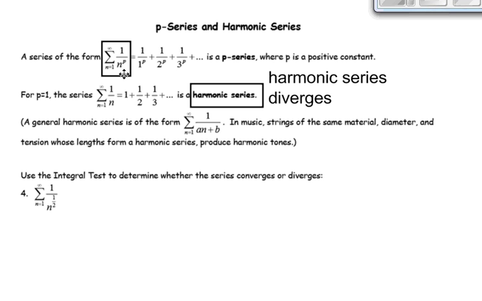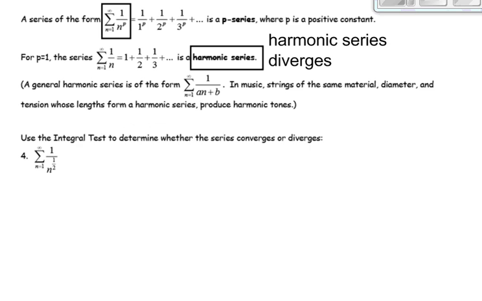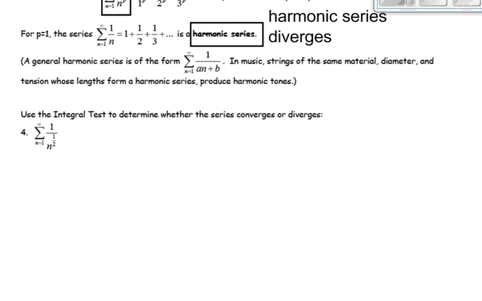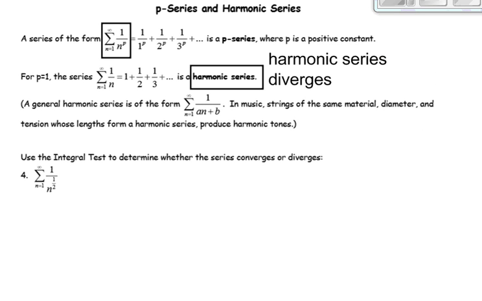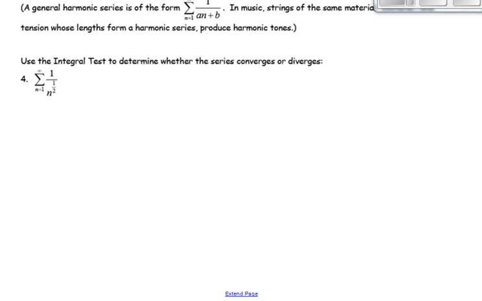Okay, so what we're going to do is first use the integral test to determine whether these p-series converge or diverge. So the first one we have, this is a p-series. We have 1 over n to some number, and that p is 1/2. All right, so this is a p-series where p is 1/2, and we're going to use the integral test to determine whether it converges or diverges.